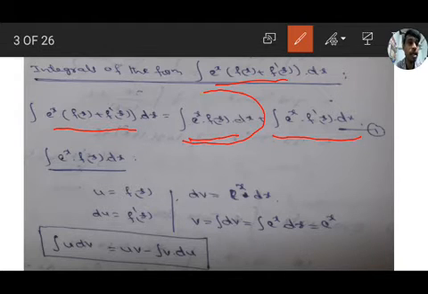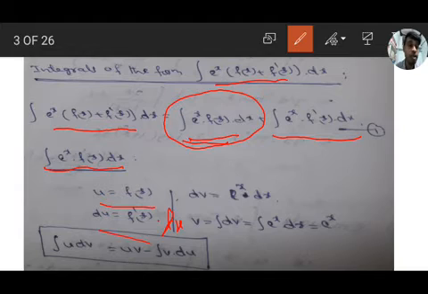I am calculating here the integration e to the power of x into f of x dx value. So by using integration by parts, we will get u equal to f of x, du equal to f dash x into dx, dv equal to e to the power of x dx, v equal to integration of dv, that is integration of e to the power of x dx, equal to e to the power of x.